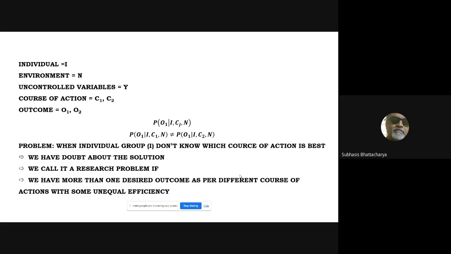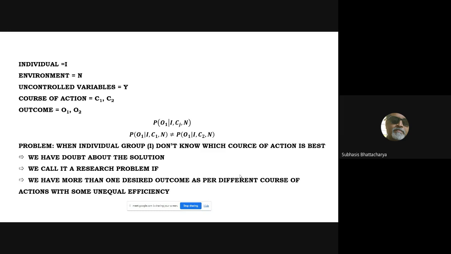If individuals have one or more desired outcomes and are confronted with more than one course of action, having some but not equal efficiencies, that means there may be equal efficiencies, there may not be equal efficiencies, and there must be a situation of doubt regarding the course of action.